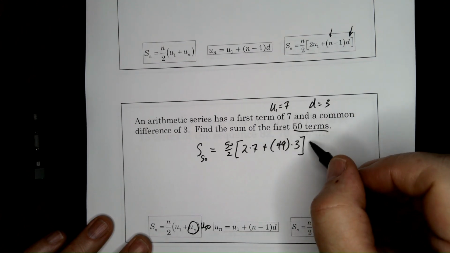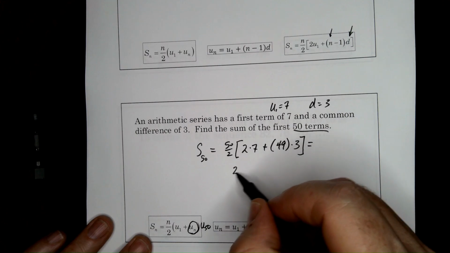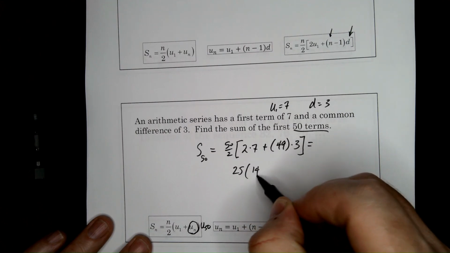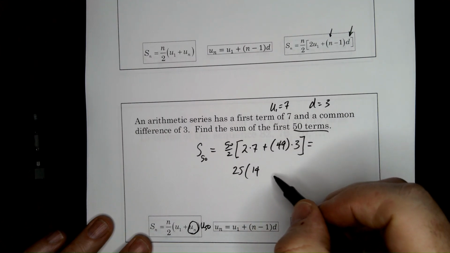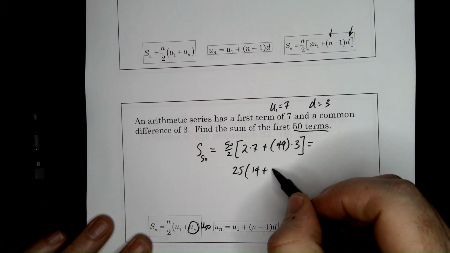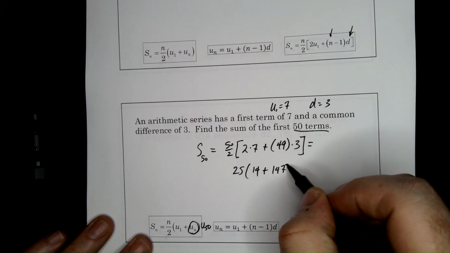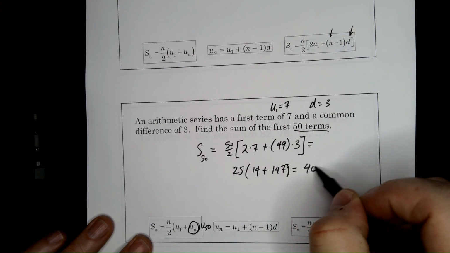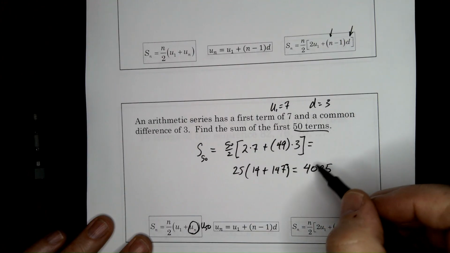And if you do all that math right there, it's going to be 25 times 14 plus, what is that, 147, I think. Anyway, plug it into a calculator. I did it a little earlier. It's 4,025. All right, on to the next one. So that's 1 and 2.